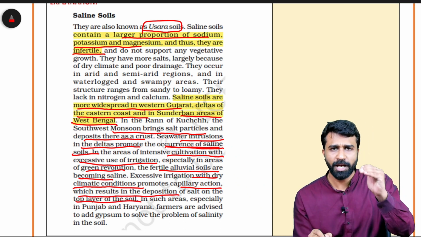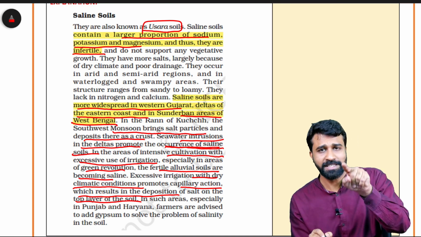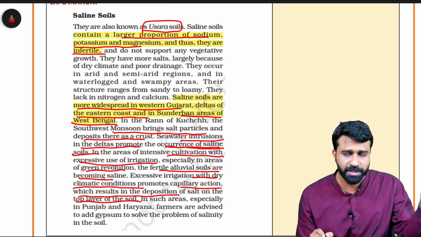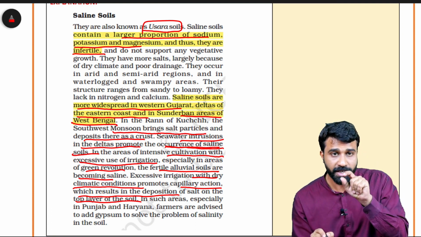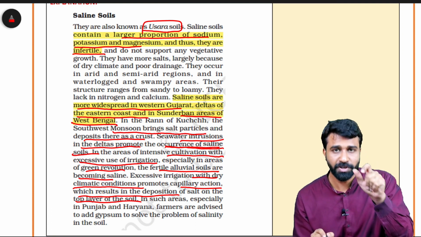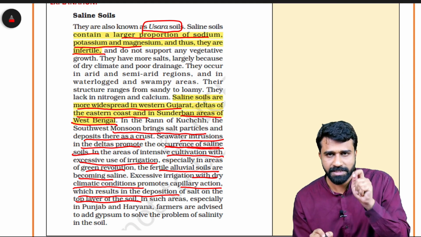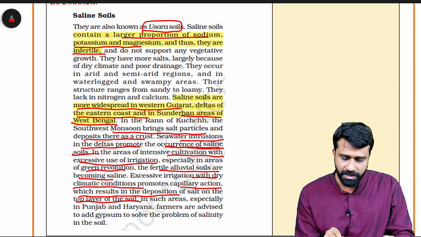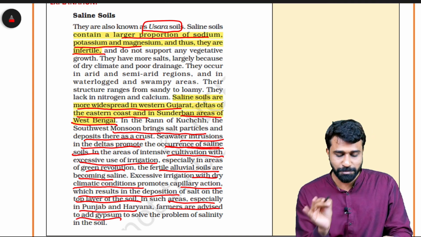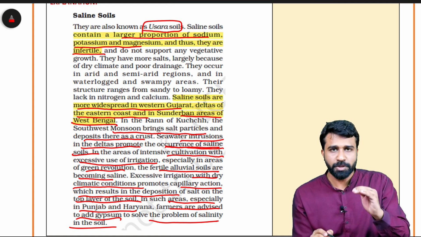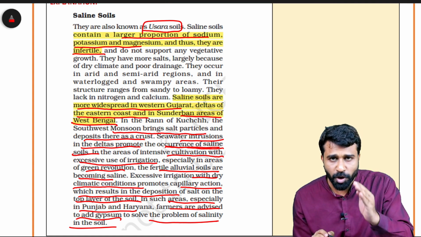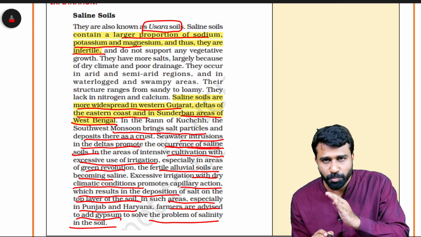As I just told you, the capillarity action out of excessive use of irrigation after the green revolution created this kind of salt deposition on the top layer of the fertile soils. It is causing desertification in those areas. In such areas, especially in Punjab and Haryana, farmers are advised to add gypsum to solve the problem of salinity in the soil and make it fertile.